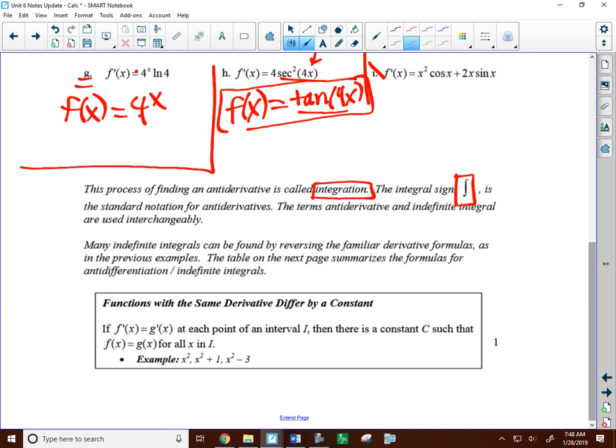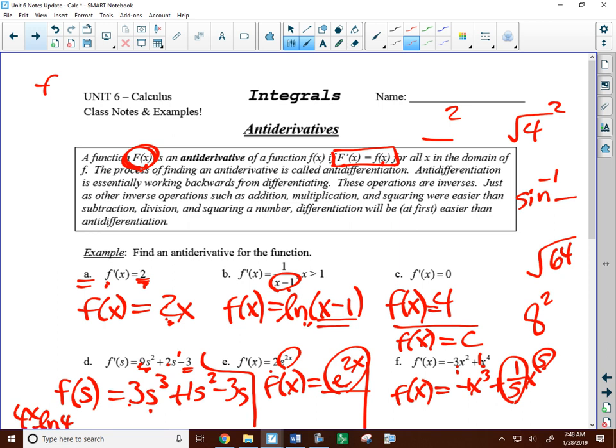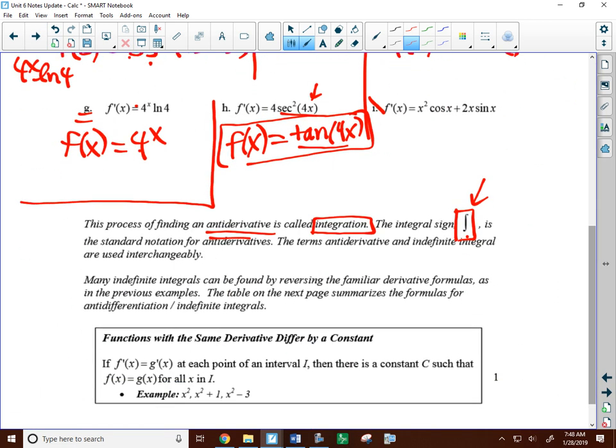Integration, and this symbol is the integral sign. There's actually two meanings to it, but for now we're just looking at one meaning, which means find an antiderivative. So again, the title of the unit is integrals. The process of that is integration. This is the symbol for integration. For now it just means find the antiderivative of that function. So all of these up here, instead of this, I could have just had this, and that means find the antiderivative. So it's standard notation.